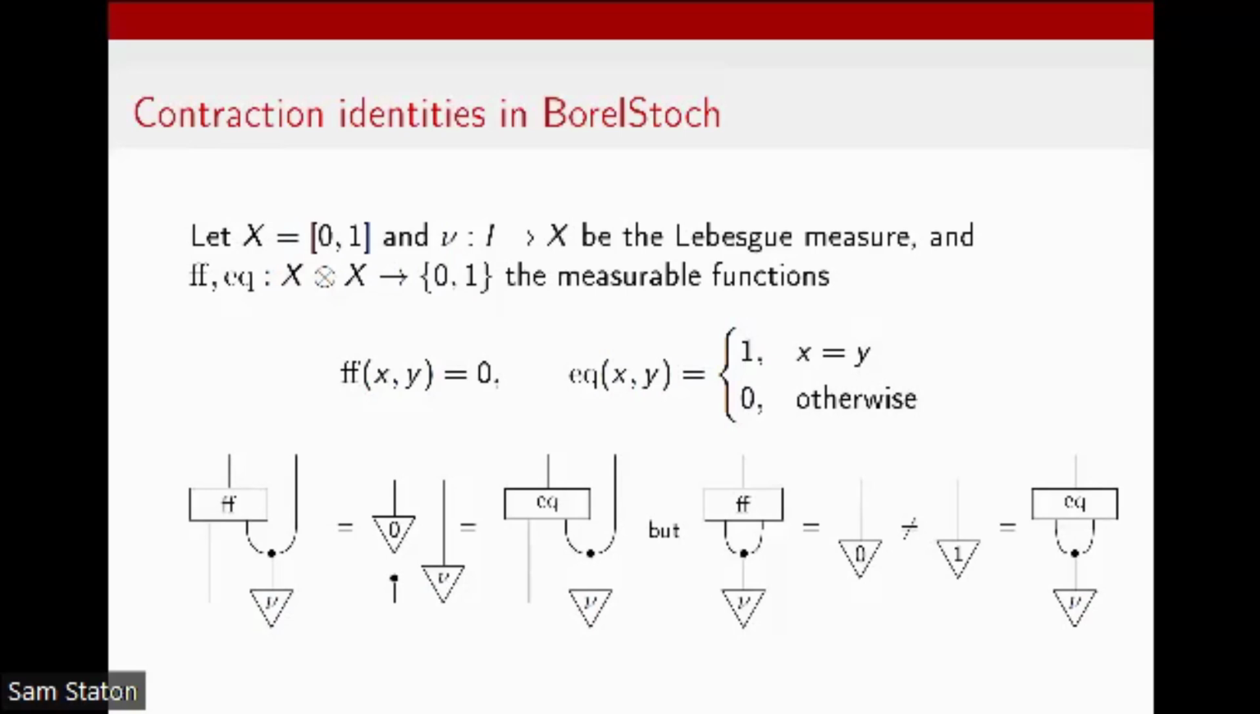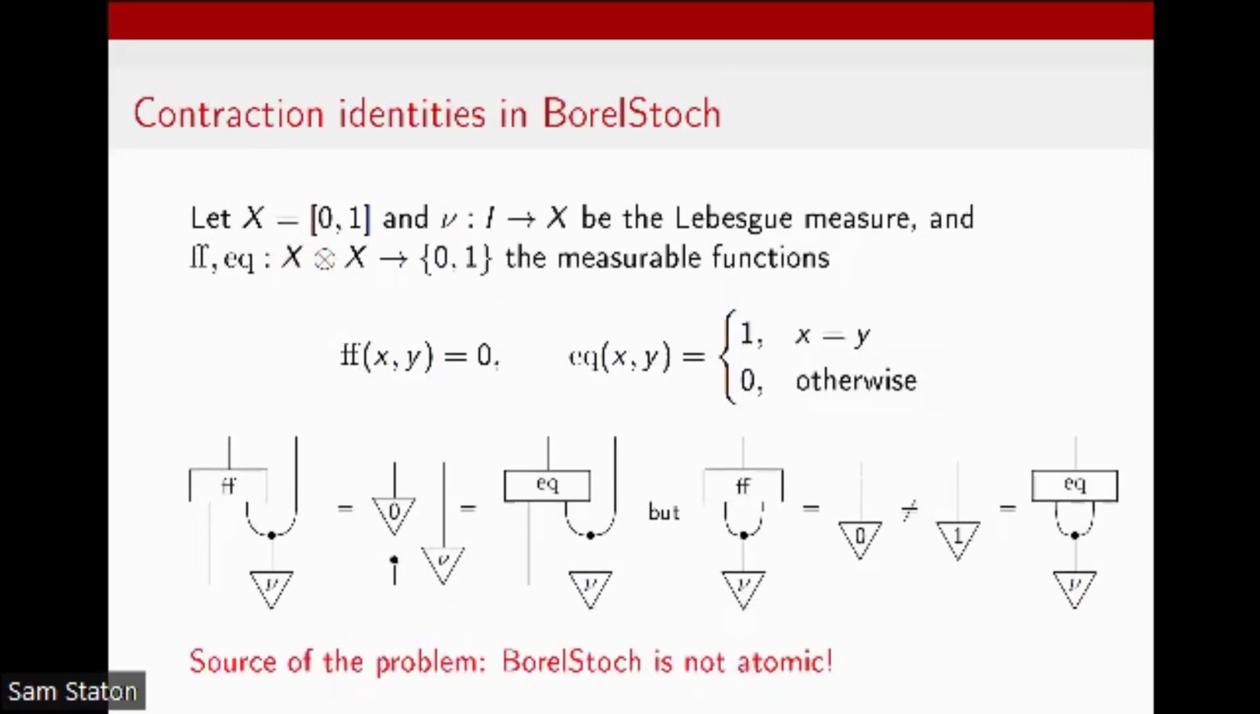But if I pull the wires tight, again just intuitively, the left will of course be constant 0. But on the right, I just take a sample from the distribution, copy that sample, and then compare if the sample is equal to itself, which it is. So you see that the contraction identity fails in BorelStoch. Sad. So why does it happen? It is not atomic. I claim that this is the source of the problem.